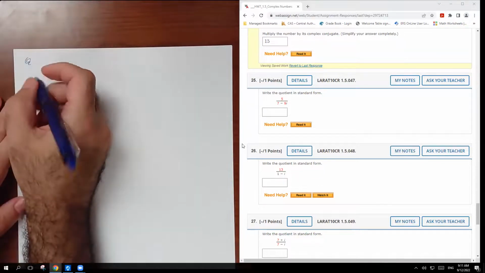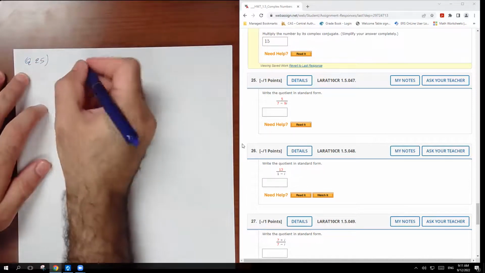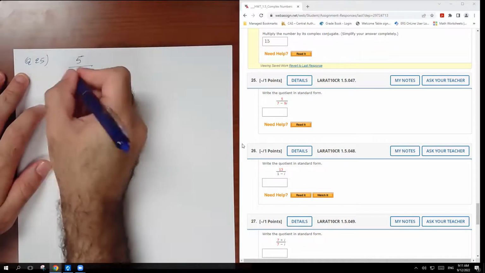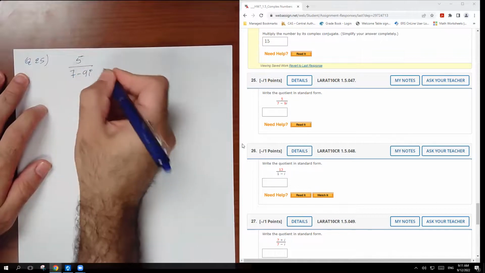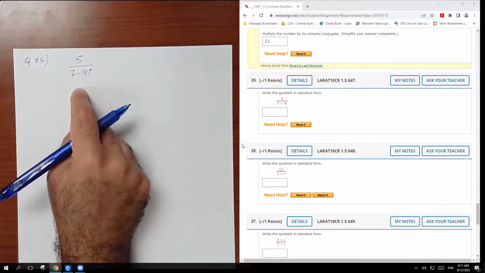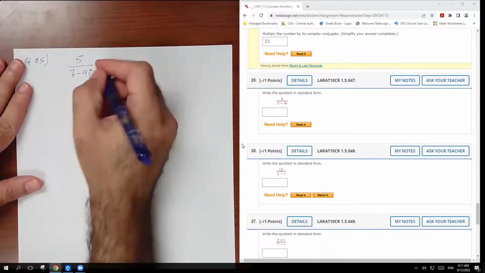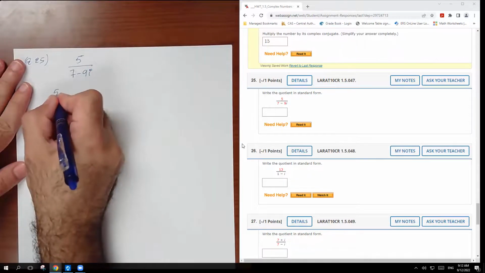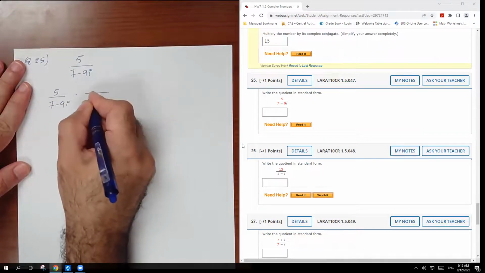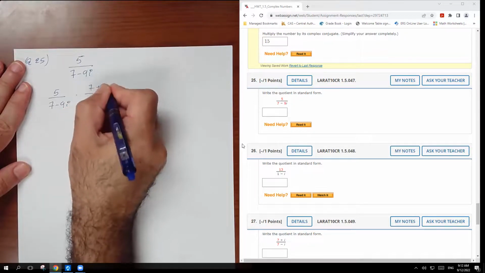Question 25. So the quotient for the first number is 5 over 7 minus 9i. How are we going to write down this quotient in the standard form? In this case, we need to find the conjugate. This means the conjugate of the bottom part. So I'm going to multiply the whole number by the conjugate. That means by 7 plus 9i over 7 plus 9i.